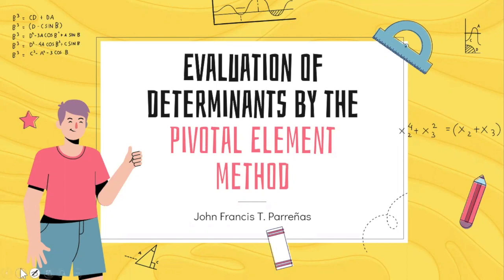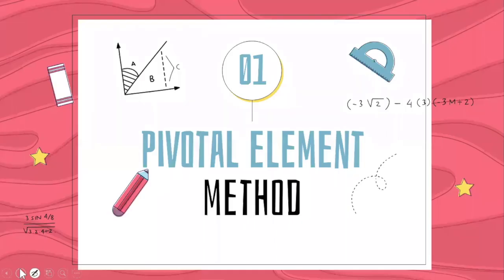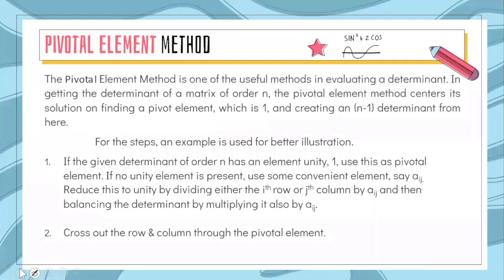So first, what is a pivotal element method? The pivotal element method is one of the useful methods in evaluating a determinant. In getting the determinant of a matrix of order n, the pivotal element method centers its solution on finding a pivot element, which is 1, and creating a quantity n minus 1 determinant from here.